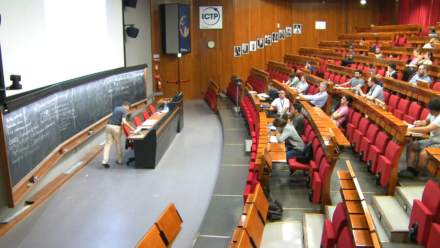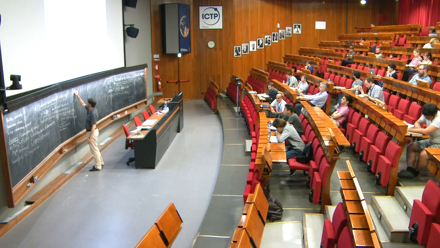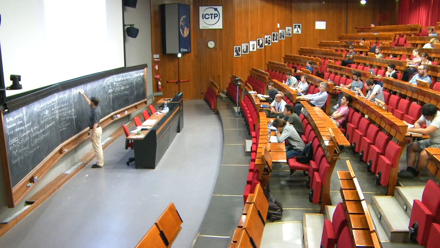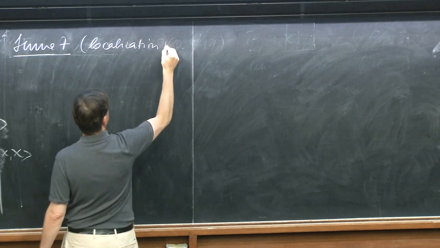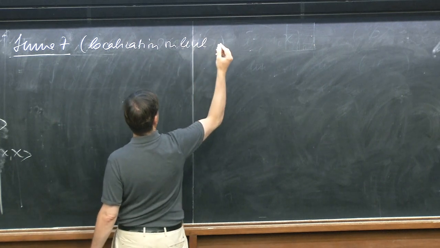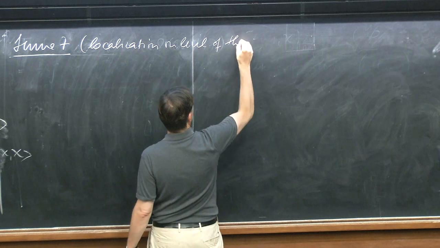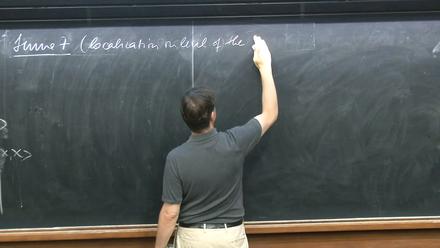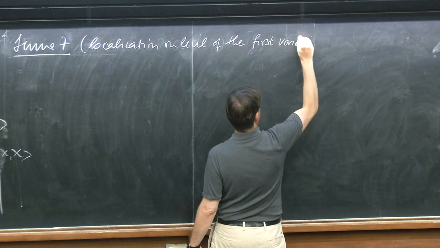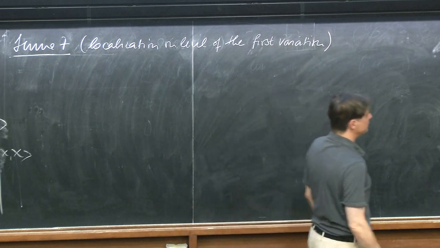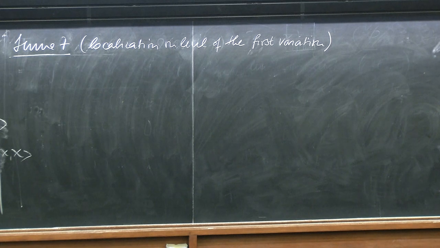Lemma 8, lemma 7. So lemma 7 is about the localization on the level of the first variation. So it's not too surprising that the metric slope in the end will be related to the first variation.